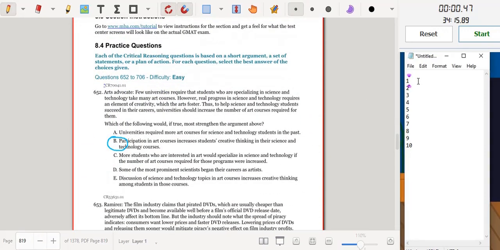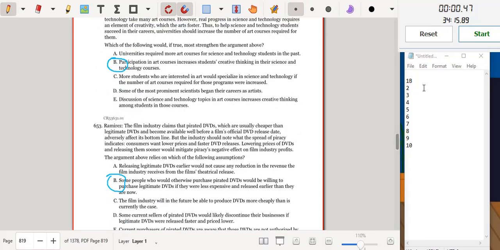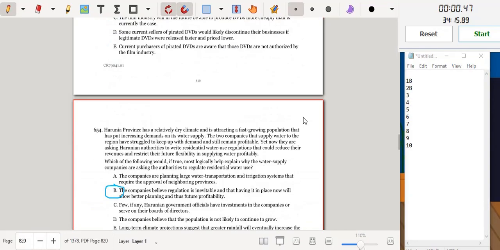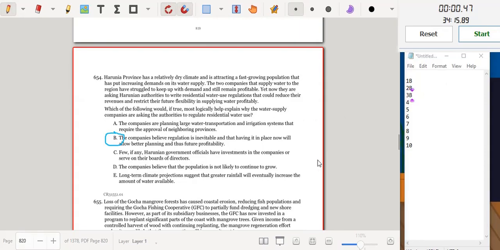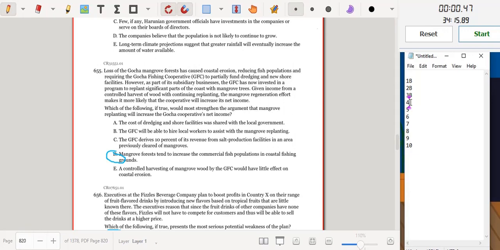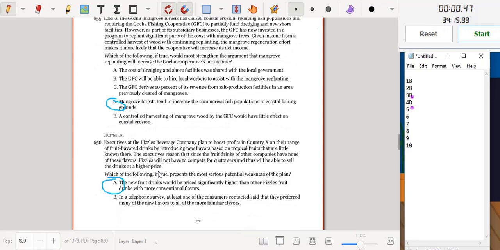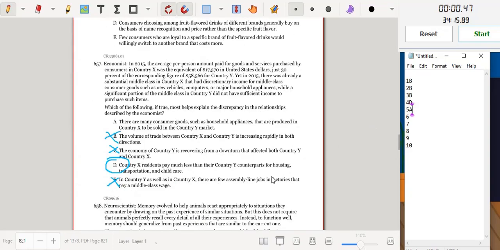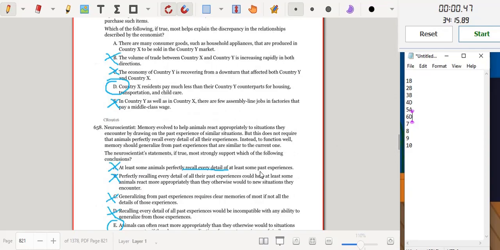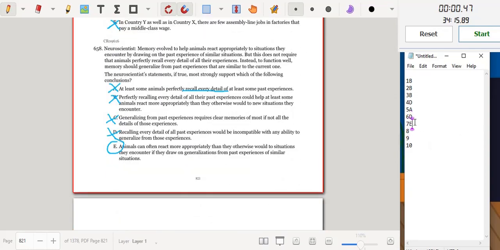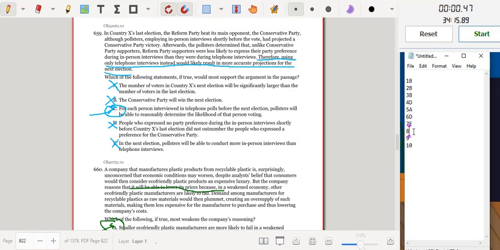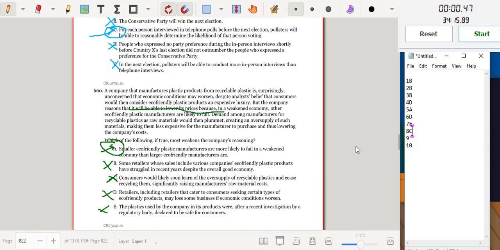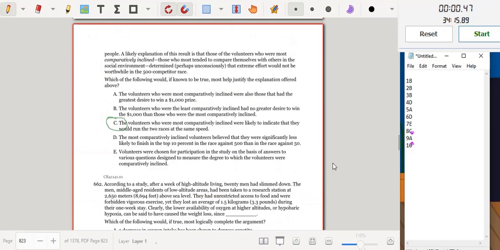So first one is mine B, then again B, then B, all B. I am doubting myself. D, D, A, A, D, E, okay, C, A, and C.